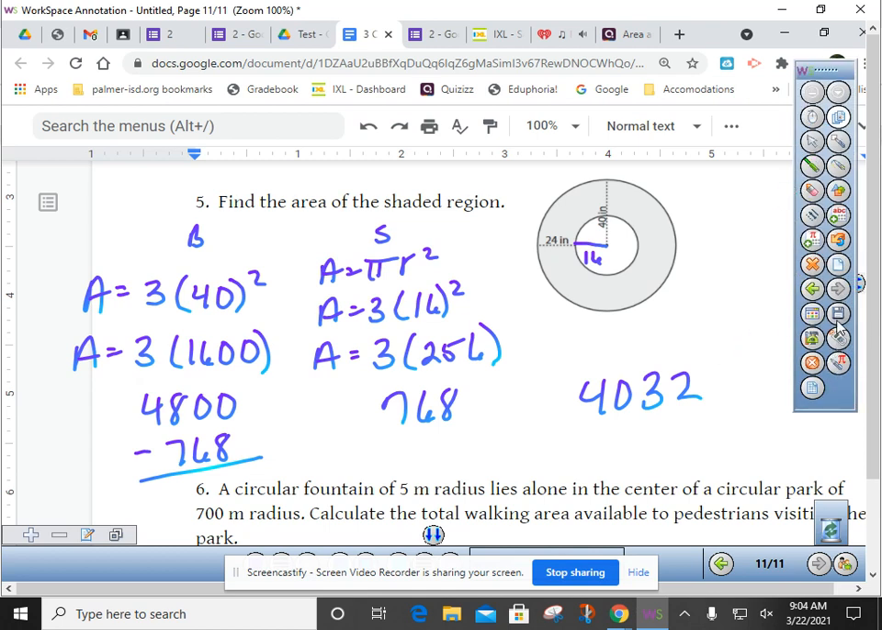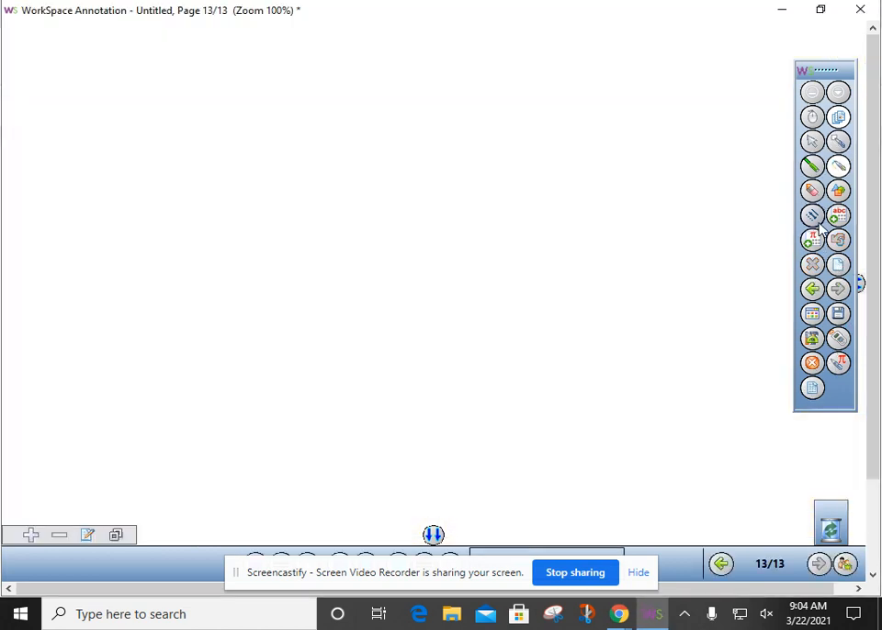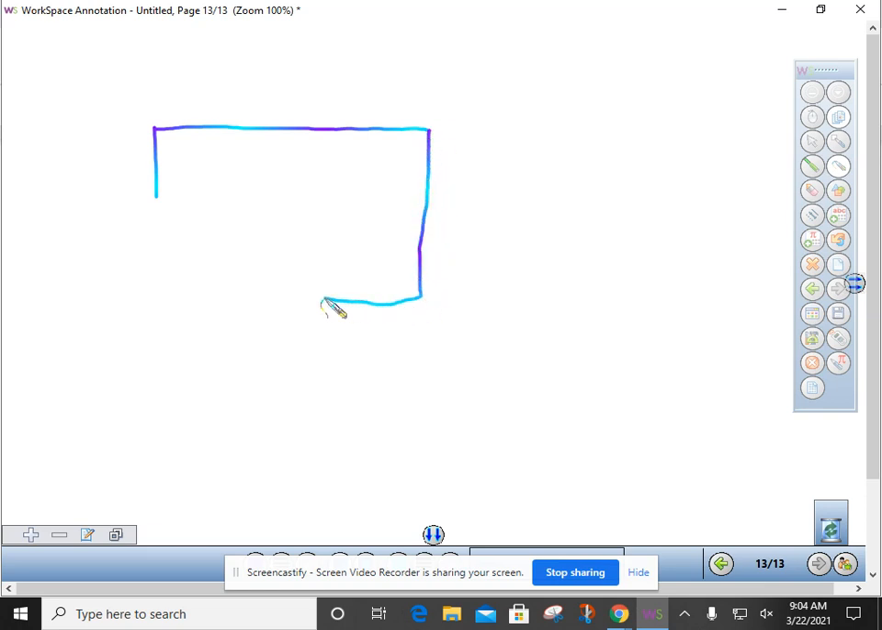All right, so before we move on, I'm going to skip over composite figures. We'll revisit them, but as for our benchmark next week, how would I find the area of this figure right here?